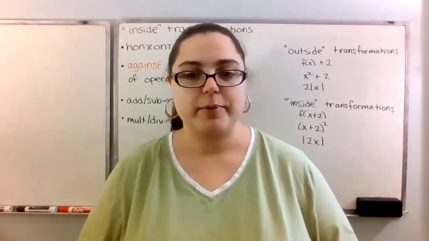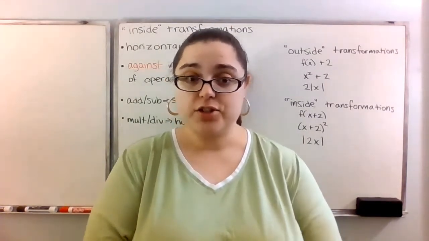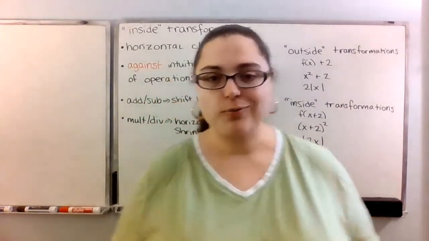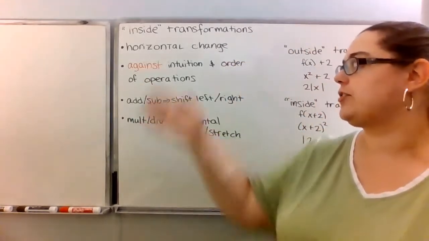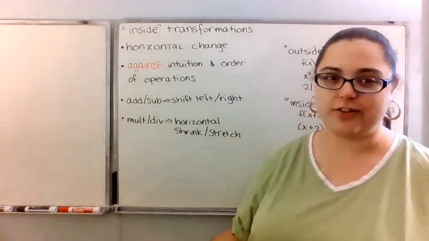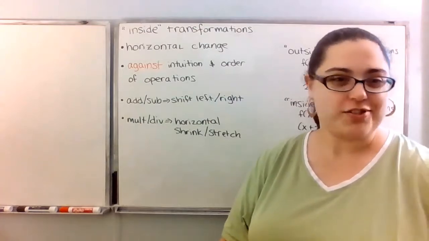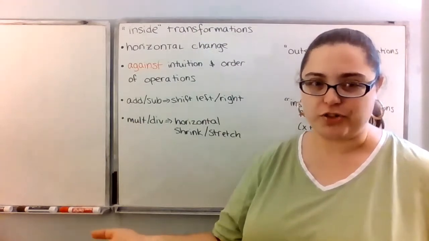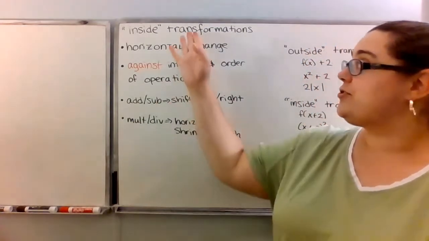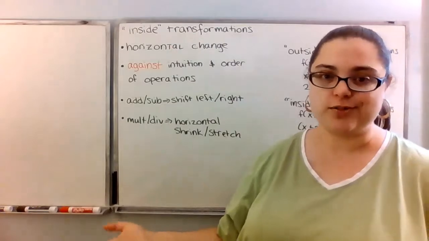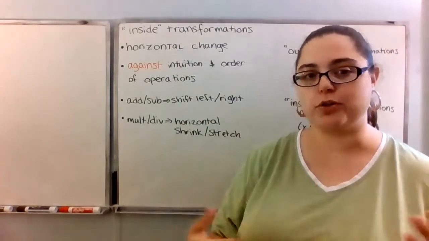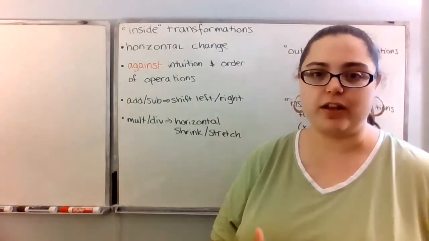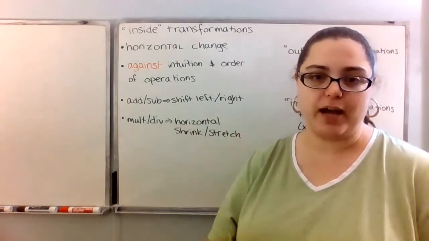In the last video, we talked about some guidelines for outside functions or outside transformations, how that affected our function. So here we have some general guidelines for inside transformations. So if you'd like to pause the video here and write those down for reference, you may do that. Or you can write them down as we talk about it, whatever floats your boat. So here, inside transformations are going to have a horizontal change, which makes sense. Outside had a vertical change because we were changing the y component of the expression. Now we're changing the x component of the expression. So that's going to have a horizontal impact.